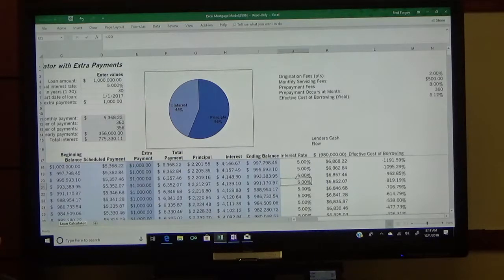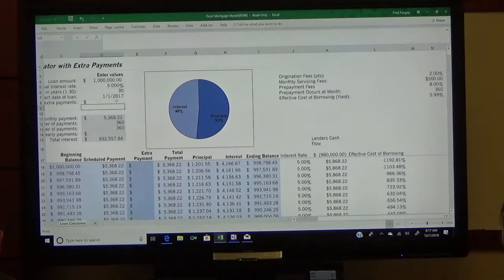Professor, what is the impact of making that $1,000 payment on the duration of the loan? Well, not very much. I mean, as you can see, if you change it to 0, it only decreases it by 4 months, but what it does do is it reduces your interest payments.